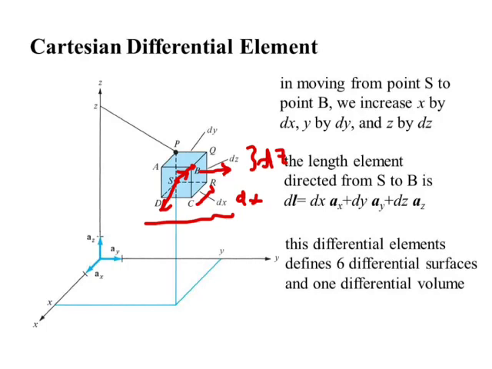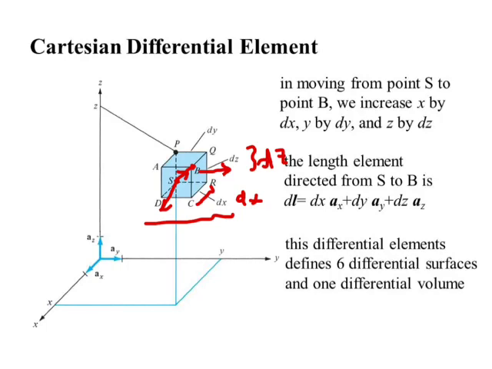So this differential element defines 6 surfaces. It defines one differential volume, because the volume of that tiny differential element is dx, dy, and dz. dv is the product of dx, dy, dz. So it's very important to understand this in Cartesian coordinates.